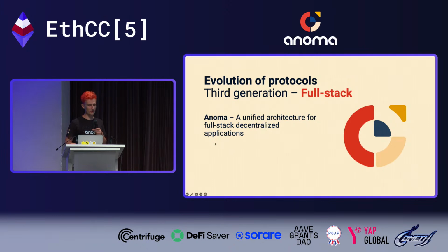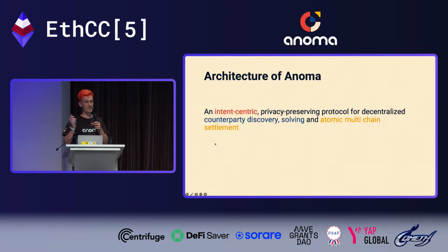So I want to talk a little bit now about what I would consider the third generation, which is a unified architecture for full-stack decentralized applications, where it's not just programmable settlement, but also decentralized counterparty discovery and distributed solving. In a nutshell, Anoma is an architecture. It is a thing that you can deploy into many different security models. You can deploy this as an L1. You can deploy this as an L1.5 to decentralize some dApp or some rollup. You can deploy this as an L2 to fully settle on Ethereum. This is an architecture for how you build truly full-stack decentralized applications. And in a nutshell, it's an intent-centric, privacy-preserving protocol for decentralized counterparty discovery, solving, and atomic multi-chain settlement.